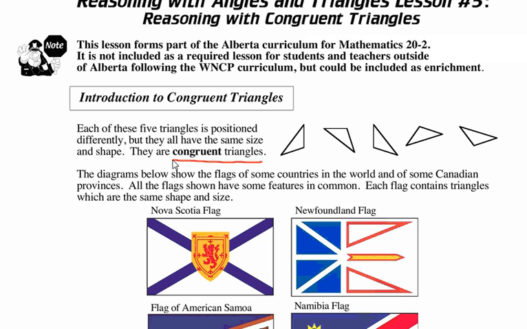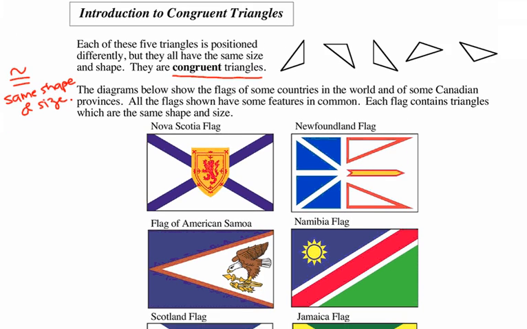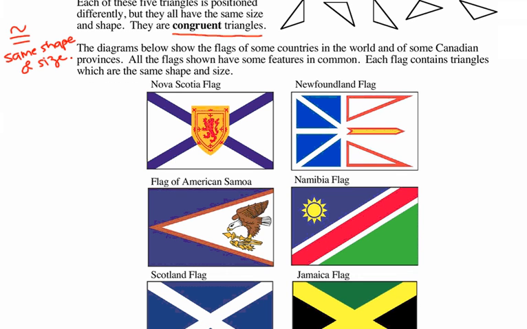So remember, congruent shapes. The symbol for congruent is an equal sign with a similar symbol on top, and they're congruent when they are the same shape and size. What that means is they have the same corresponding angles and the same corresponding sides. Looking at the flags here, each flag contains triangles which are the same shape and size, so corresponding triangles.